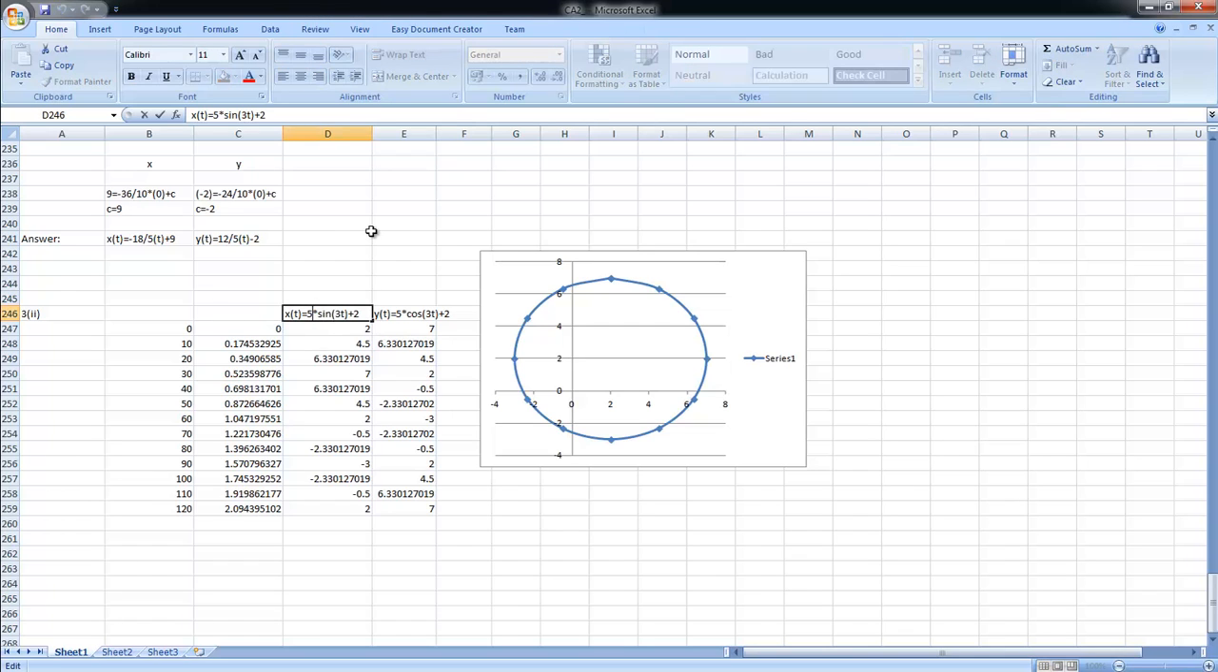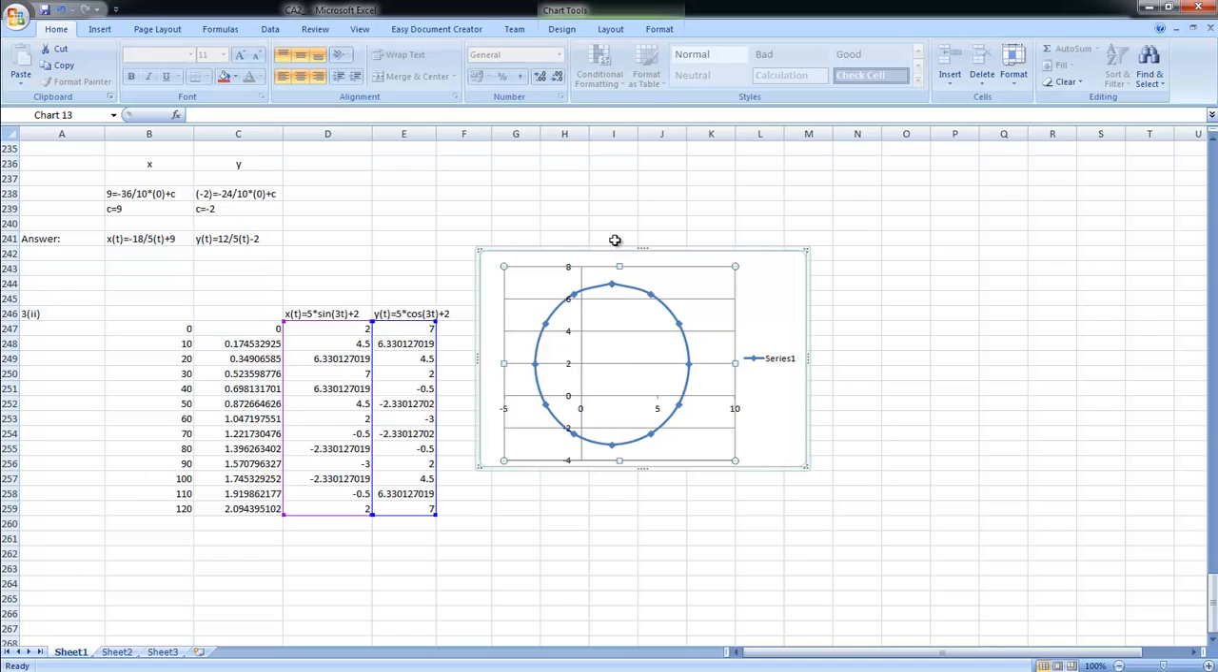It's basically here. This 5 in front is the radius, so it controls where the starting point is, and also it's the radius, from the middle to the far end. This is a 5, and from 2 to here it's a 5.